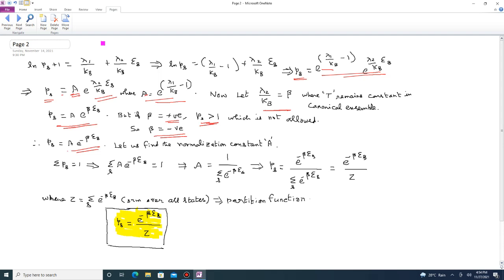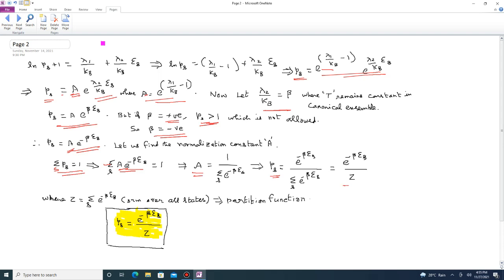Now let us find the constant A. The constant can be determined because we know the total probability, the sum over s of p_s, must be equal to 1. Therefore you substitute the value of p_s again here. So summation over s of A e power minus beta e_s is equal to 1. So the constant A is equal to 1 divided by summation over s e power minus beta e_s. If you substitute back, you will get the expression for p_s is equal to e power minus beta e_s, whole divided by summation over s e power minus beta e_s. So this is the expression.